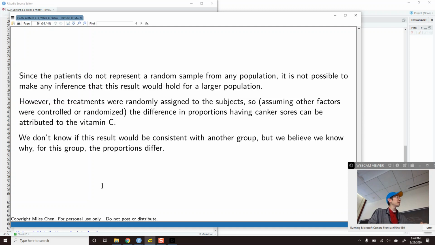So the conclusion here is we don't know if this result would be consistent with another group, but we believe that we know why, that it's because of the vitamin C, okay? Because we've done the random assignment of the treatments. So because it's an experiment, we can make a cause and effect conclusion.